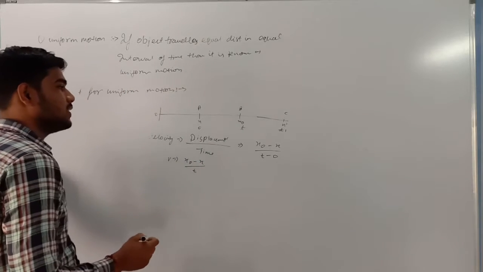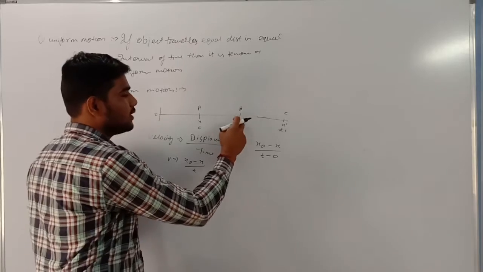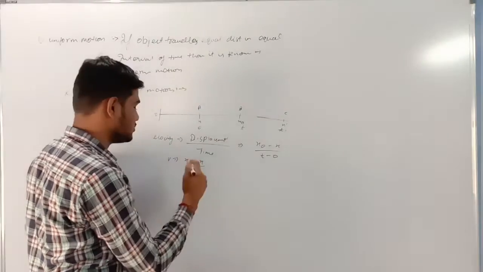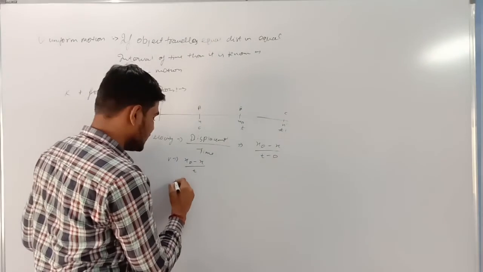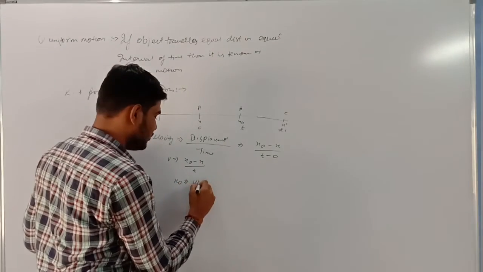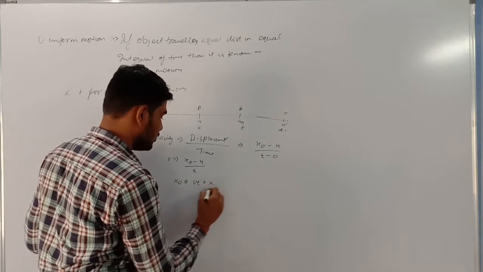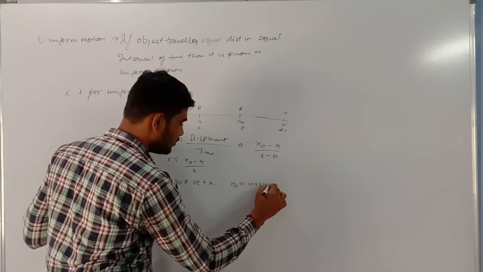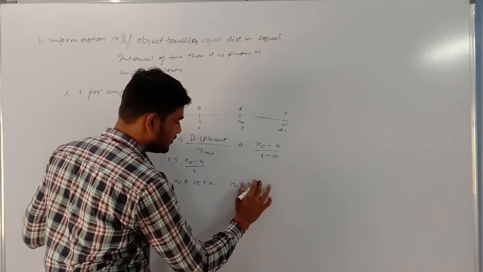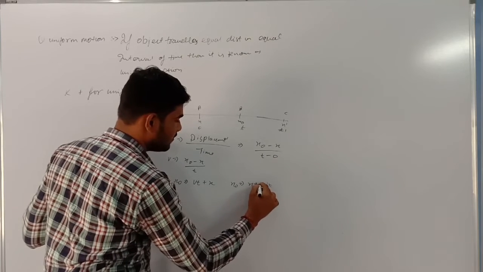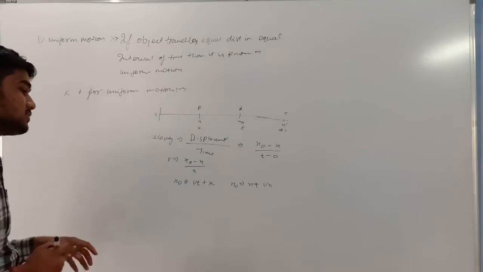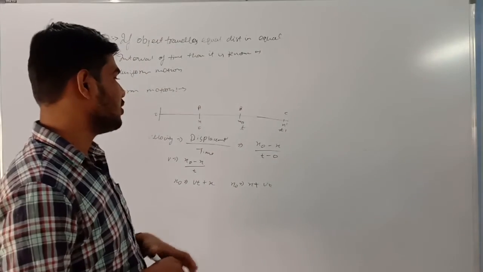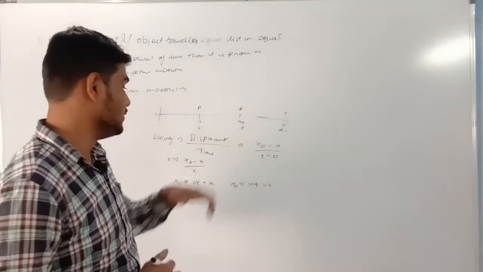Okay, we want to calculate x naught, how much distance is traveled from A to B. So x naught will be v into t plus x, or we can say that x naught equals x plus vt. Here x naught will be the position of point B. This is how much distance the object travels from point A to point B.